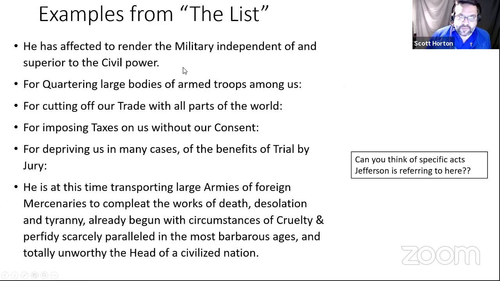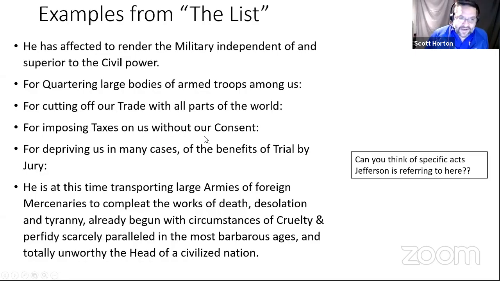He has affected to render the military independent of and superior to the civil power. He might be talking about the situation in Boston where Thomas Gage becomes the leader of Boston, where the military is running the show. For quartering large bodies of armed troops. Hopefully you read that as the Quartering Act. Cutting off our trade. Hopefully you see that as mercantilism.